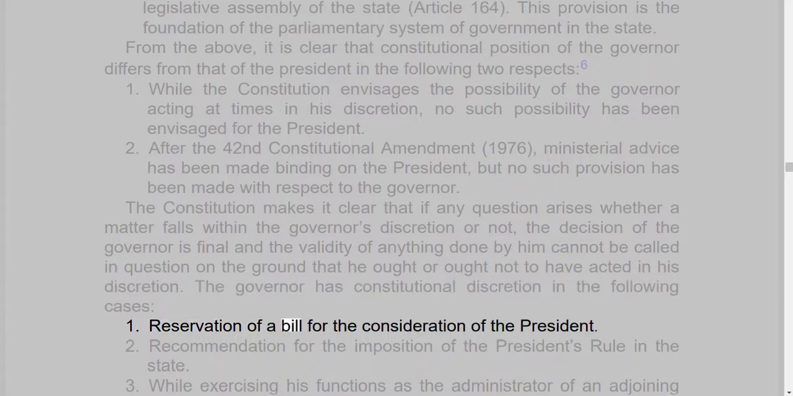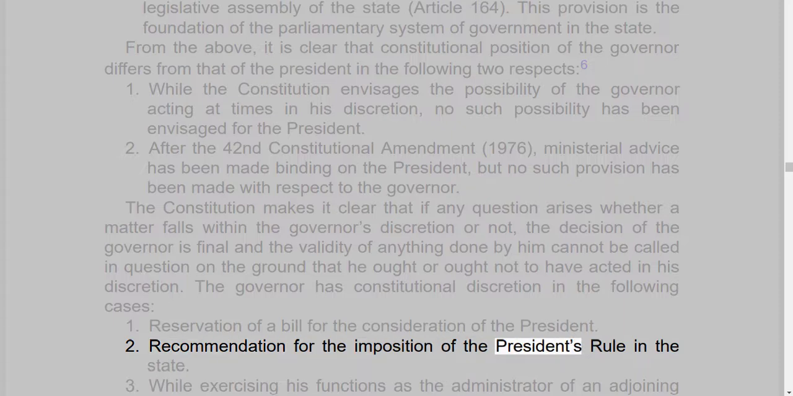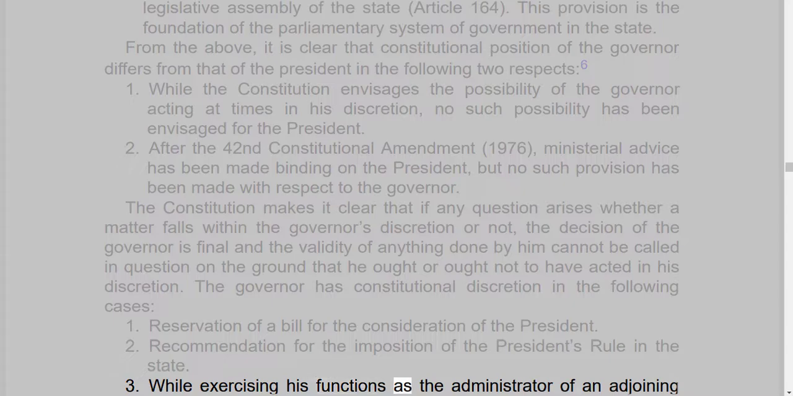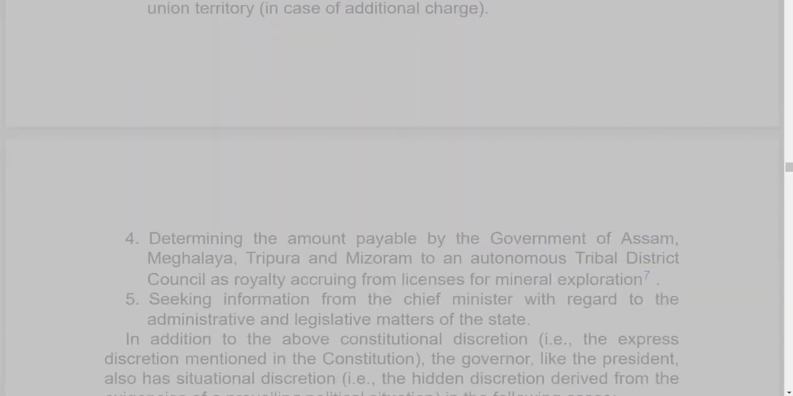1. Reservation of a bill for the consideration of the president. 2. Recommendation for the imposition of the president's rule in the state. 3. While exercising his functions as the administrator of an adjoining union territory, in case of additional charge. 4. Determining the amount payable by the government of Assam, Meghalaya, Tripura and Mizoram to an autonomous tribal district council as royalty accruing from licenses for mineral exploration. 5. Seeking information from the Chief Minister with regard to the administrative and legislative matters of the state.